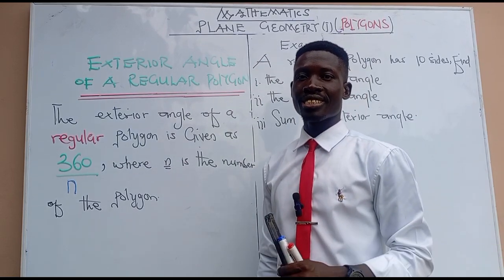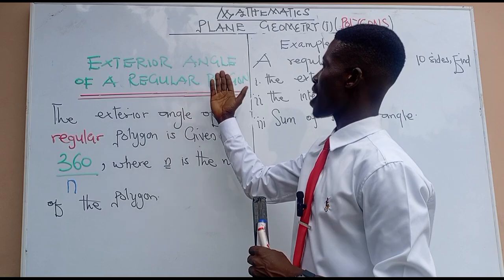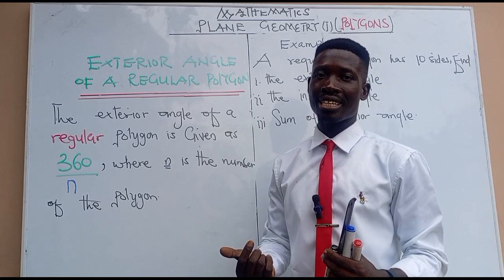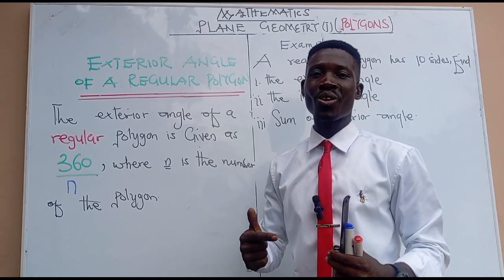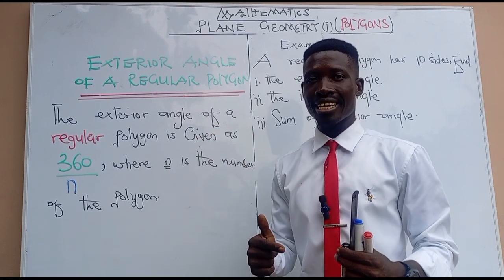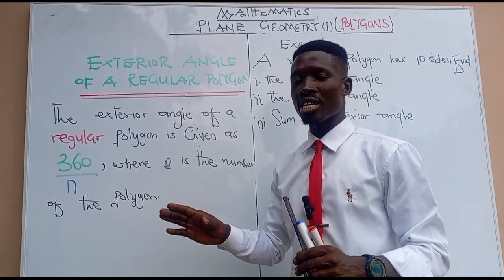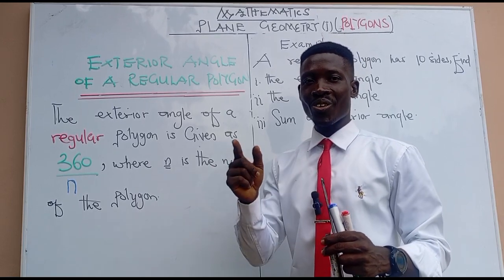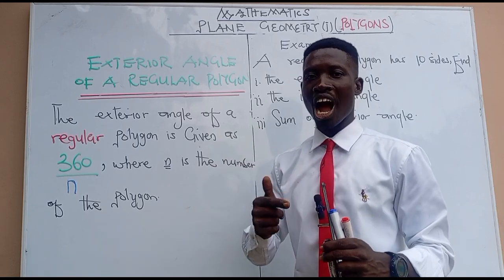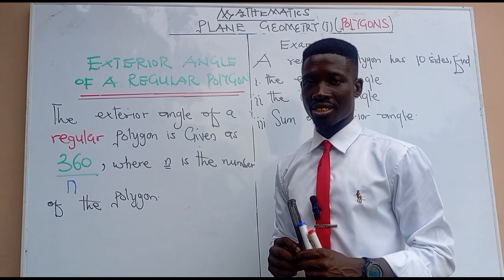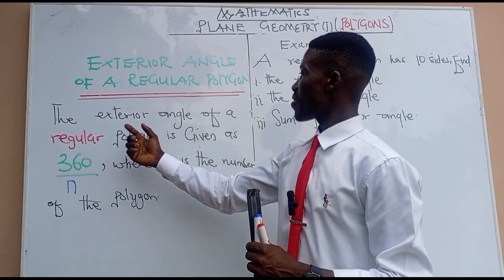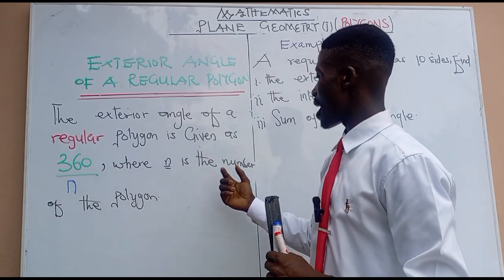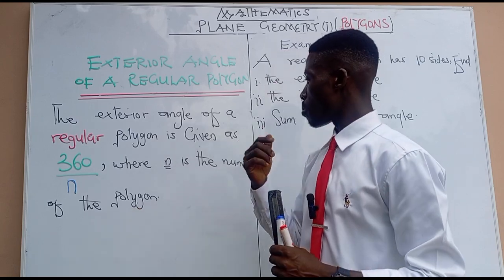So, the very last one that we are looking at is exterior angle of a regular polygon. We have already talked about a regular polygon, and we said that a regular polygon is a polygon that has all its sides and interior angles being equal, and then exterior angles to be equal. So when you have a regular polygon and all the exterior angles are equal, how do you find one of the interior angles? Now, the exterior angle of a regular polygon is given as 360 divided by n, where n is the number of sides of the polygon.